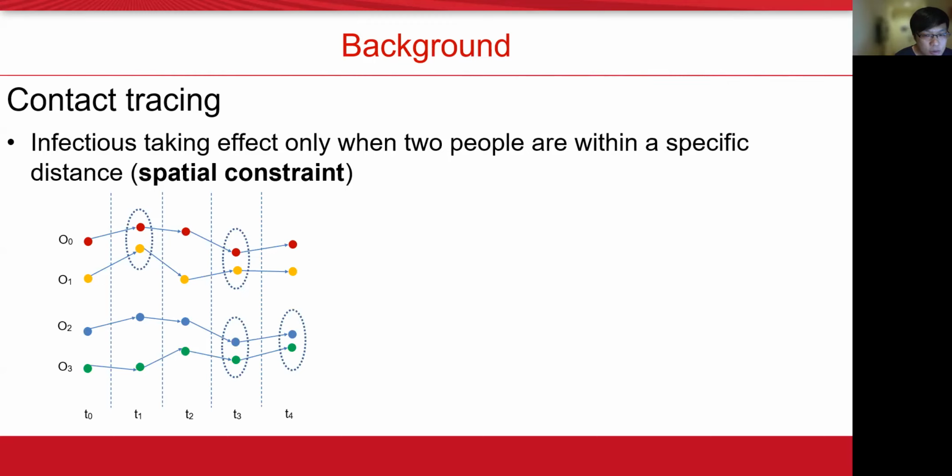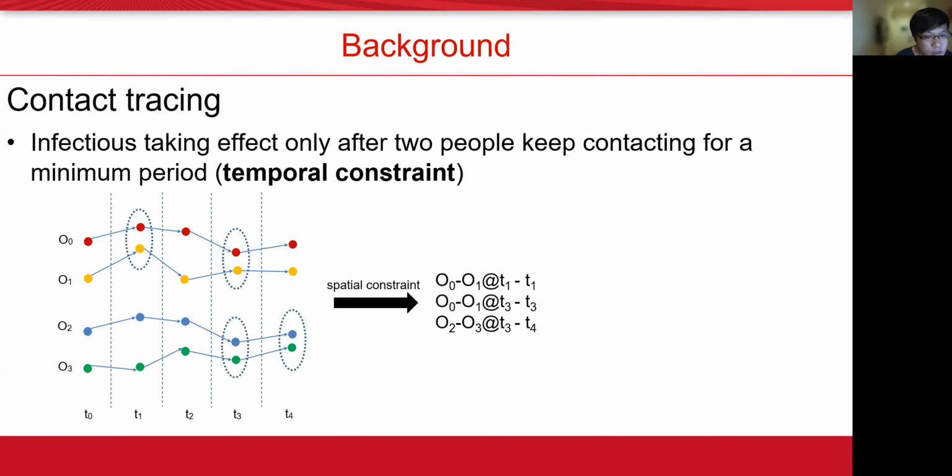Actually, the real-time location data can be processed on the fly to apply some constraints to shrink the size of the data that need to be stored. One constraint, the spatial constraint, is that infections take effect only when two people are within a specific distance. Another constraint, the temporal constraint, is that infections take effect only after two people keep contacting for a minimum period. After processing data with the spatial and the temporal constraints, the total amount of data that needs to be stored can be significantly reduced.